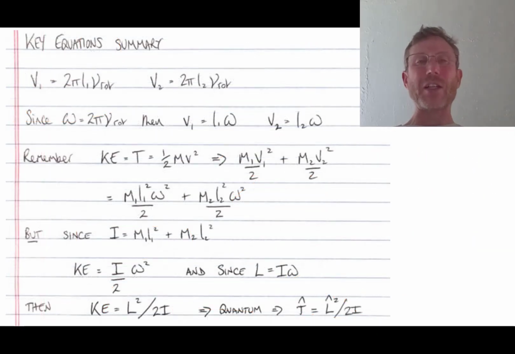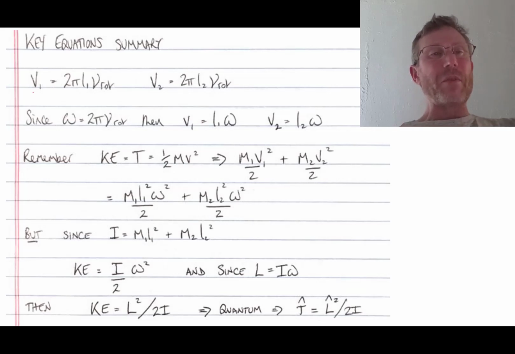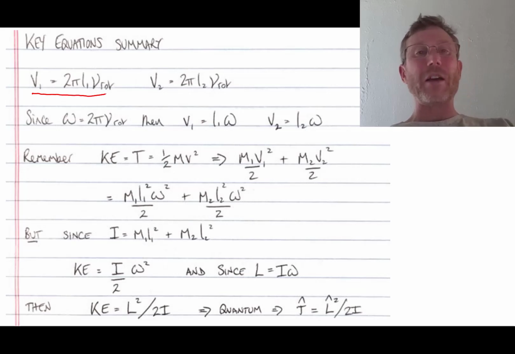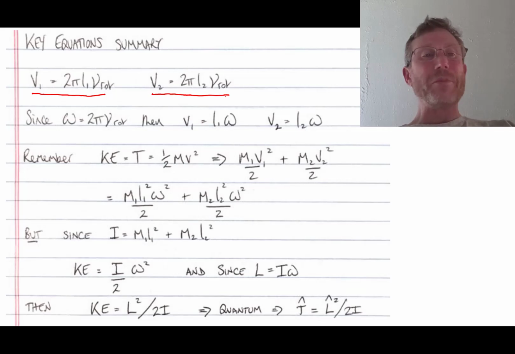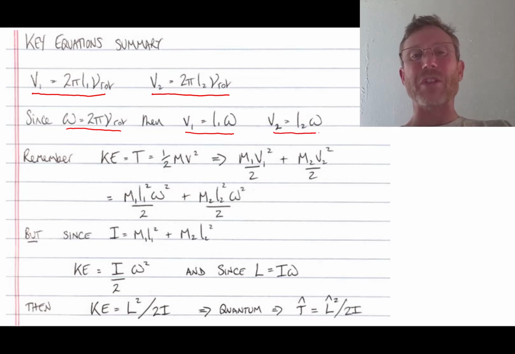So let's actually take a quick summary. Let's take a look at these key equations that have been developed so far before we start going quantum. So what did we do already? We've considered some velocity v1 for one of the objects on that rigid rotor. We've also thought about the velocity for v2, and since the angular frequency is equal to 2 pi nu rotation, then we can substitute omega into our equations for velocity, and we end up with v1 equals L1 omega and v2 equals L2 omega.